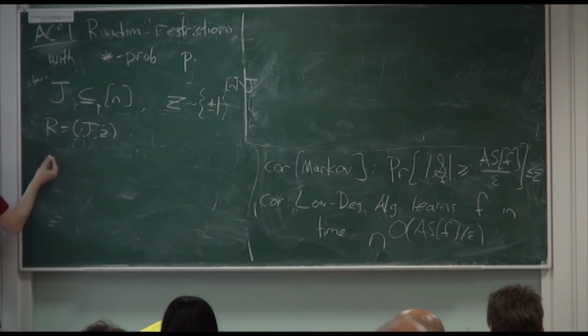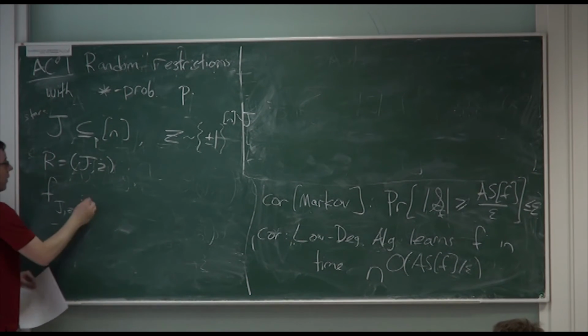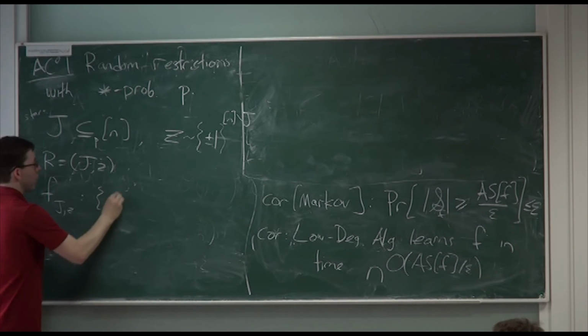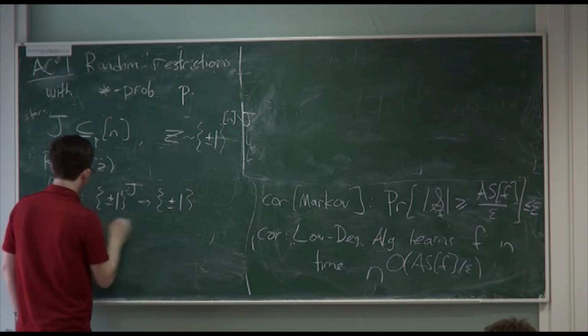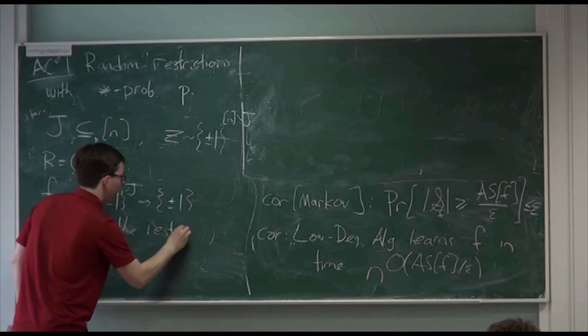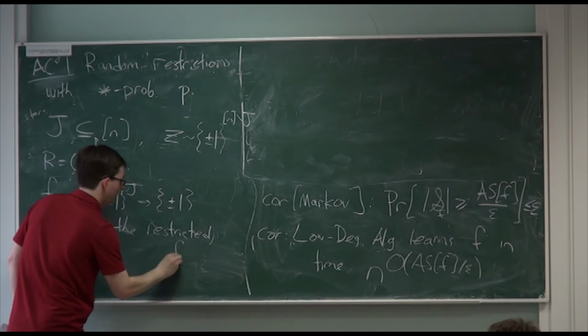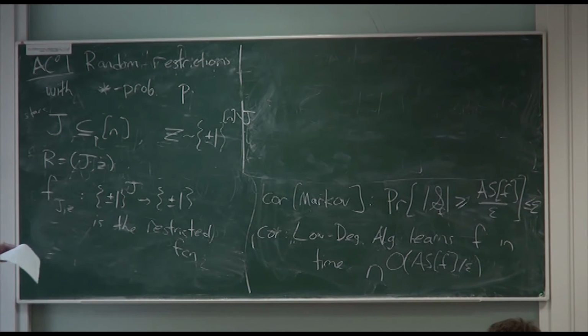Ben called it F harpoon R. Sorry, I'm going to call it F of J and Z. It is the restricted function. It maps plus or minus 1 to the J into plus or minus 1. Okay, so sorry for the notation differences, but that's a random restriction.